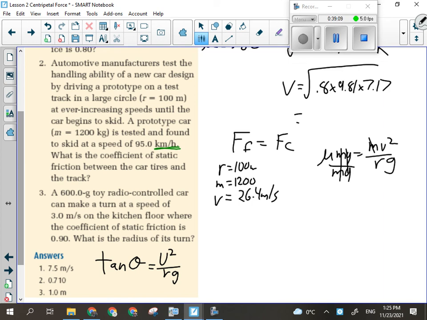All right, so when we're plugging in our numbers here, we've got 26.4 squared divided by 100, times 9.81. When we do that, we should get 0.710 for our coefficient of friction, which is pretty darn sticky.